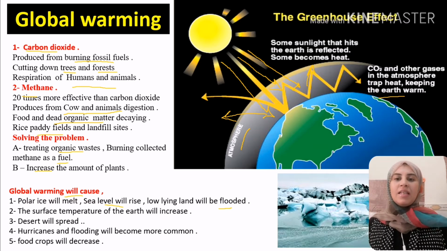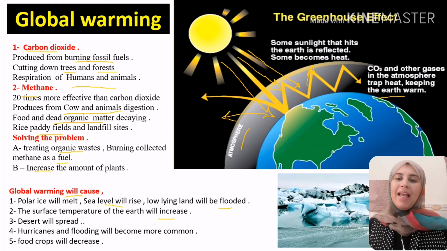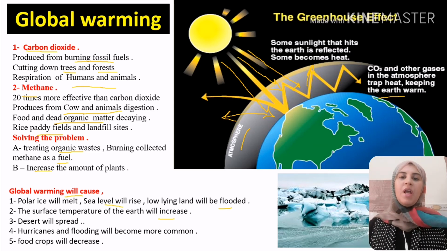By increasing the temperature of the earth, we will have many different problems. We will have new hurricanes, we will have new volcanoes. Also, the amounts of crops and plants will decrease. All of these problems will increase if global warming increases.